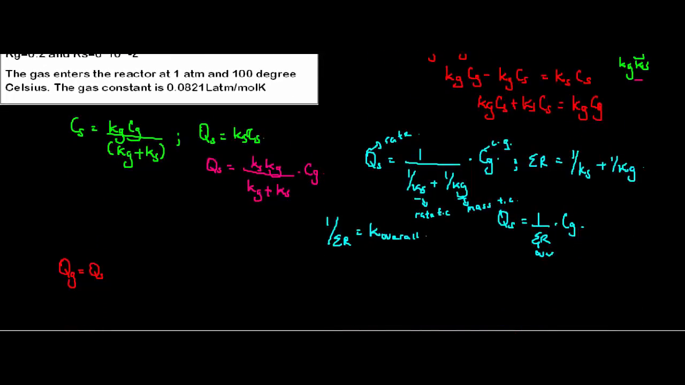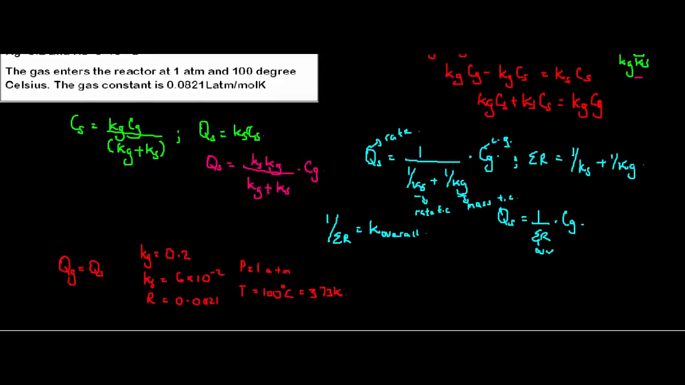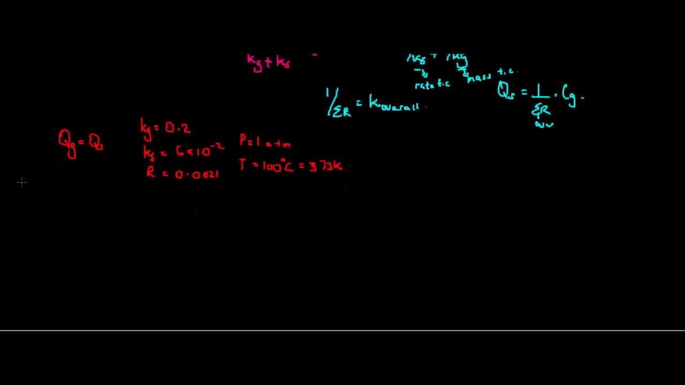What do I have? I have Kg equal to 0.2. I have Ks equal to 6 times 10 raised to the power minus 2. I have my gas constant R equal to 0.0821. I have my pressure to be 1 atm, and I have my temperature to be 100 degrees Celsius. Convert it to Kelvin, you get 373 Kelvin. Now I need my rate of reaction, which is qs.